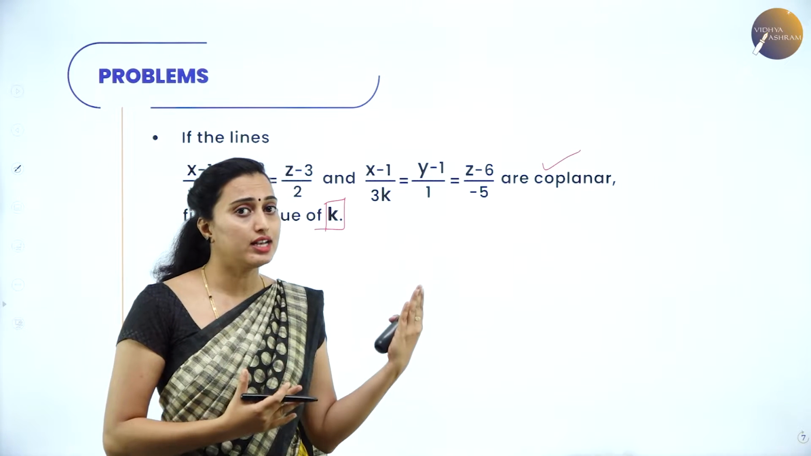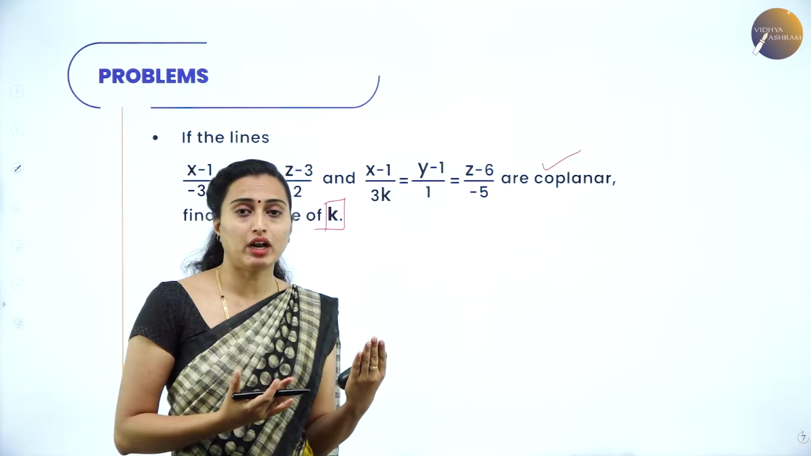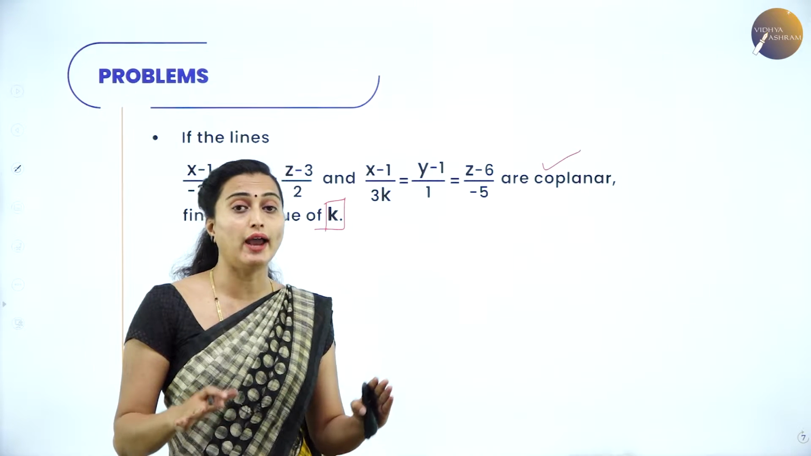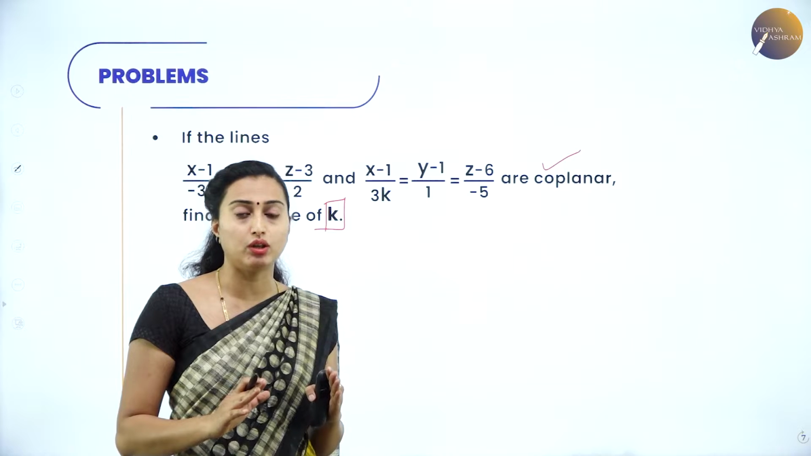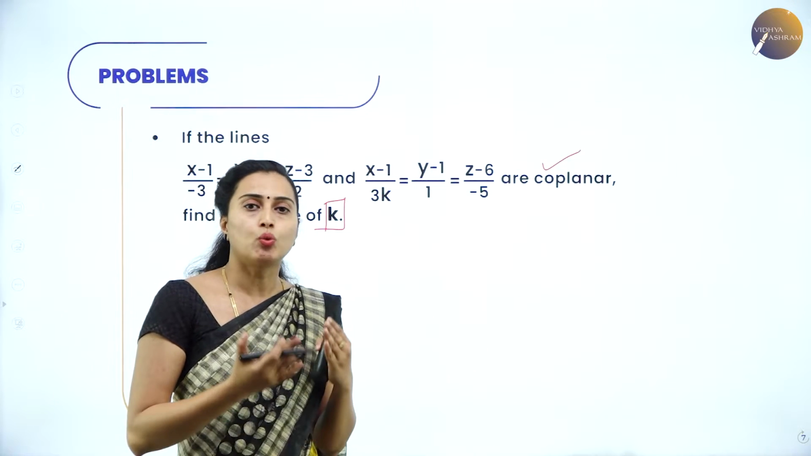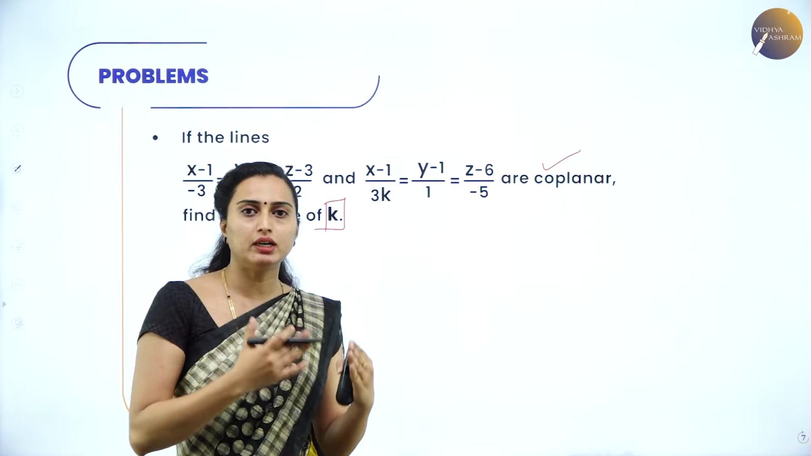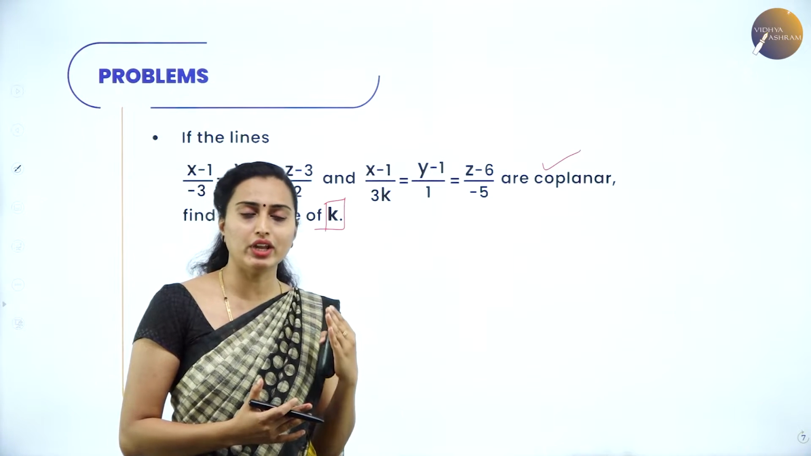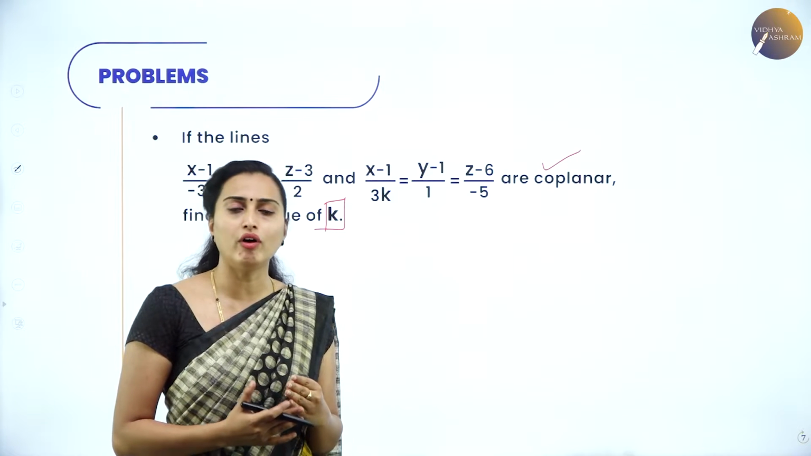In the last case, they asked you to prove that the lines are coplanar, so I did not take the determinant equal to 0; I proved that the determinant equals 0. In this case, they have already given that the lines are coplanar. So what am I taking? I am taking the determinant equal to 0. Substituting the values in the 3 rows, we are going to find the value of k.